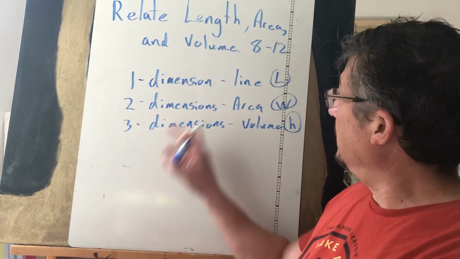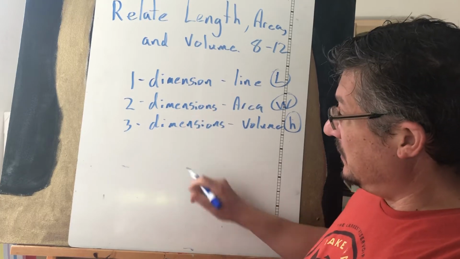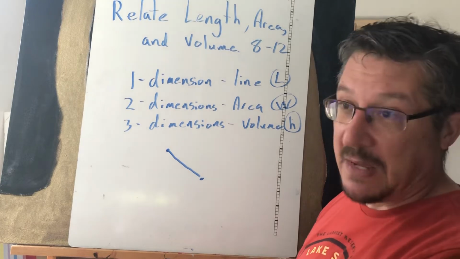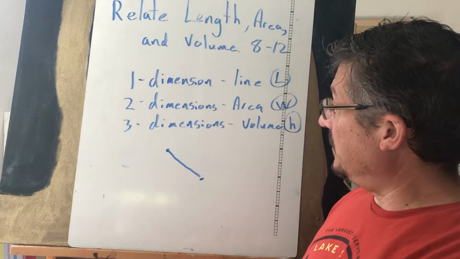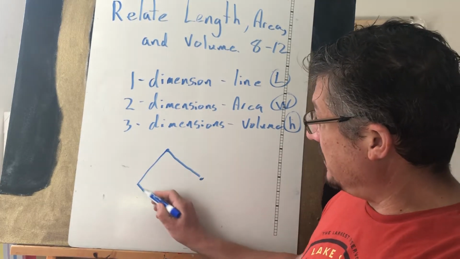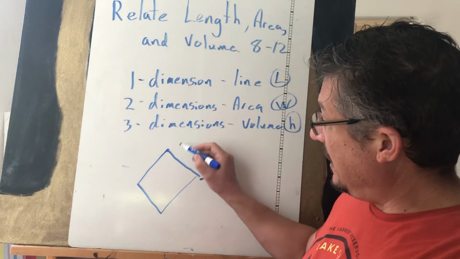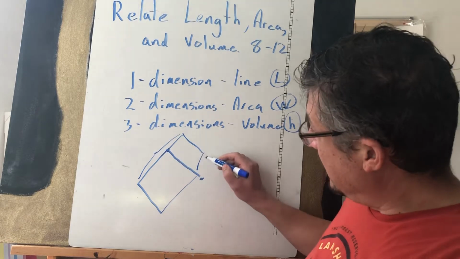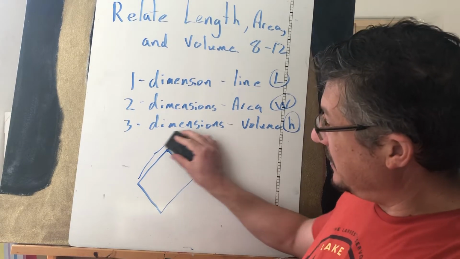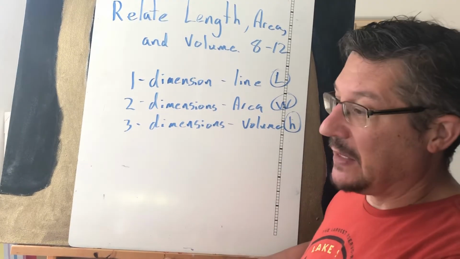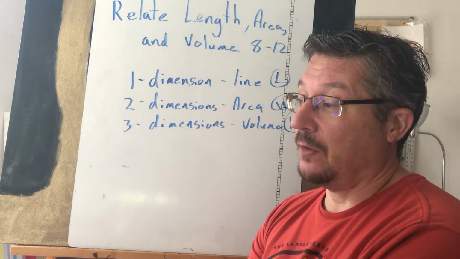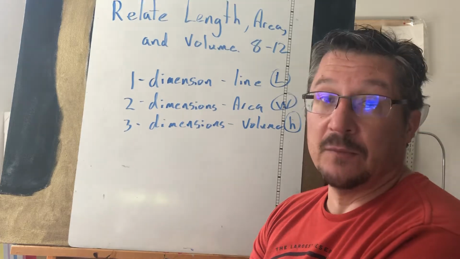For a line, between point 1 and point 2, you can draw a line. It's 1 dimension. For 2 dimensions, we need another direction. That's going to give us area. And 3 dimensions is going to give us one more, depth. So those are our 3 dimensions. The problems today are you determining: is it area, is it volume, or is it linear?